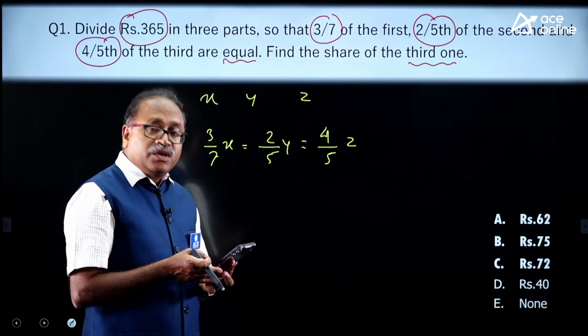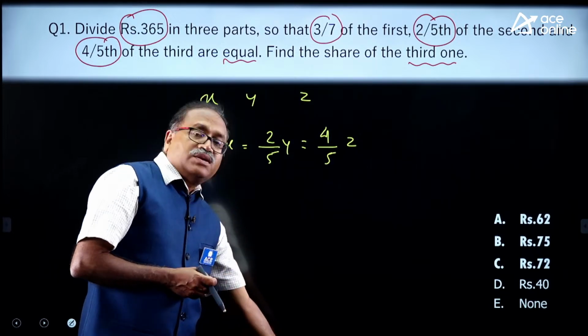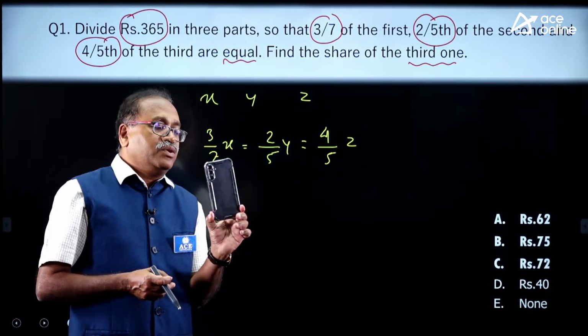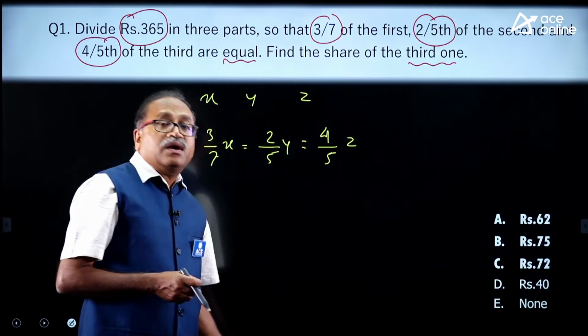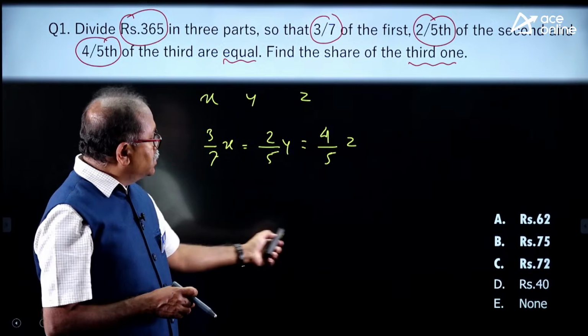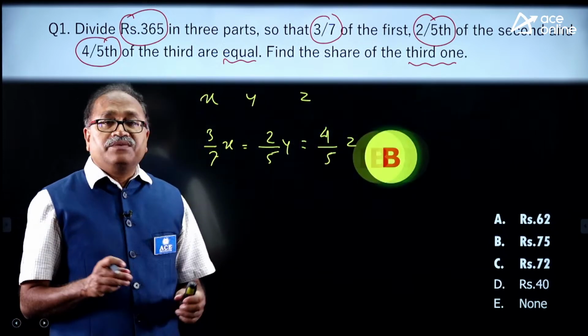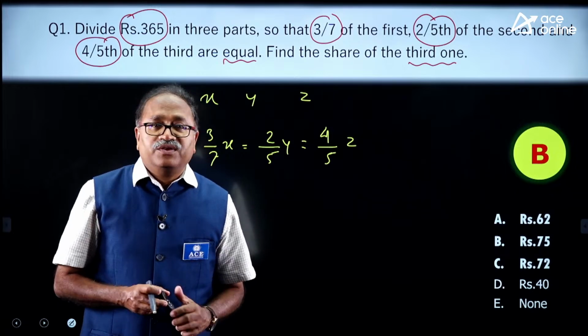The time is up. I have already done a certain part. Sometimes it happens that the relay from your side or from my side takes some time. So I'm verifying the option. Let's say these are the options. Option choice B, that means 75 rupees. So if you got 75 rupees, you are right.